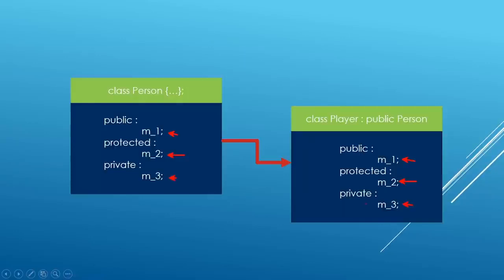And this is really misleading in a way. The private data from the base class is not going to be private to the derived class. It's going to stay private to the base class. So if you try to use this in any way from the derived class, you're going to get compiler errors because you can't access that, even if it is part of you. Player has a person part of it, but it can't access private members from the base class. You should really know this.